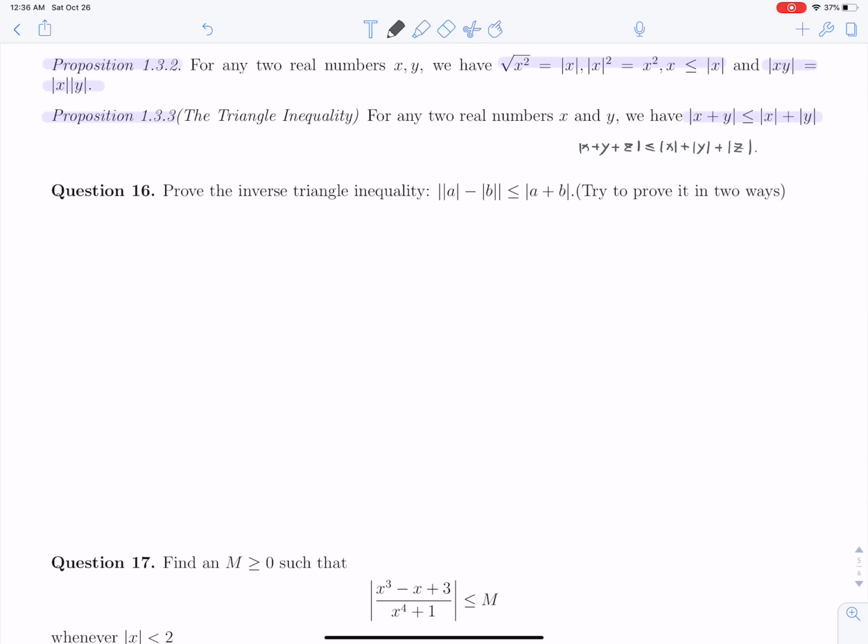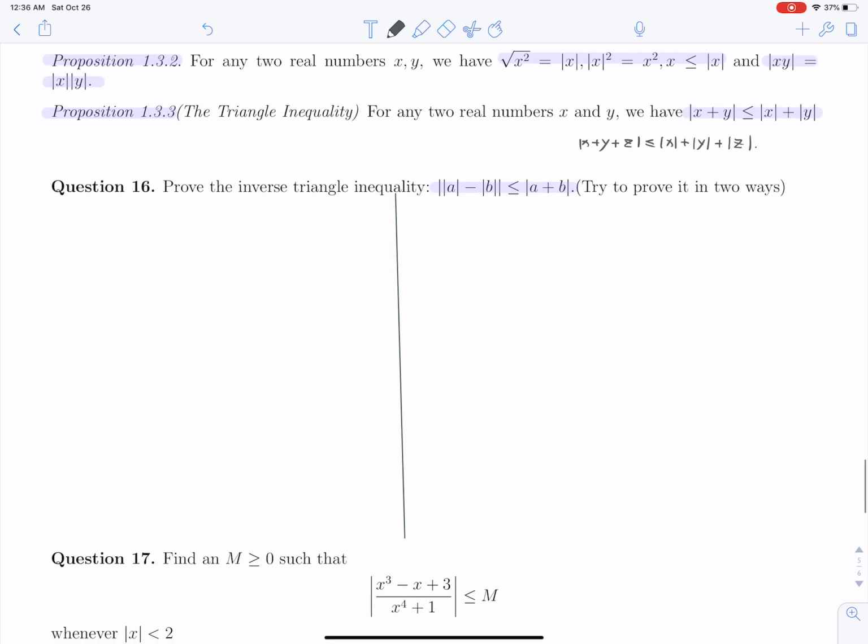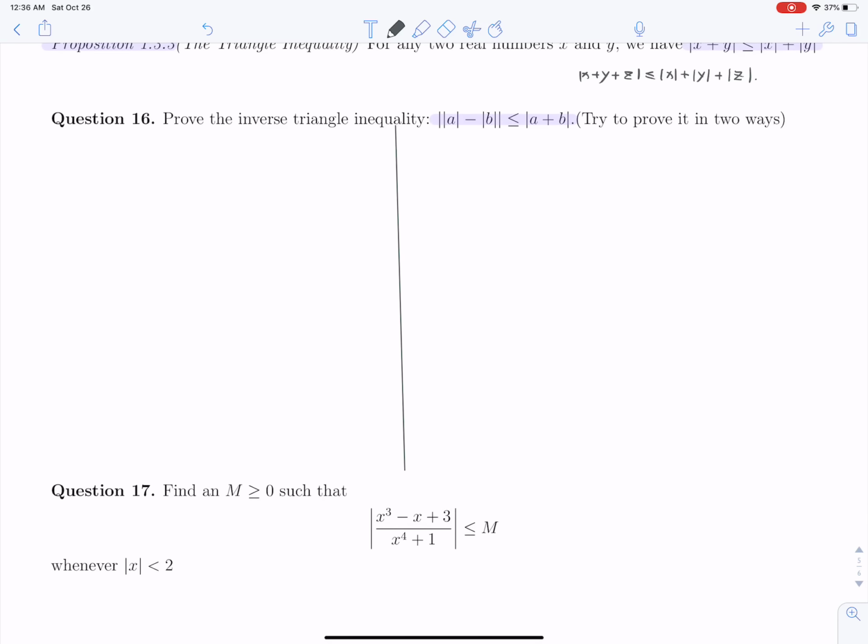Anyway, let's prove the inverse triangle inequality, which is this. Okay. Why did I write proof in two ways? I'm making my life so much harder. I should never do this. But okay, let's prove it in two different ways, because I do want to show you both ways so that you have some idea of how to do this type of question.